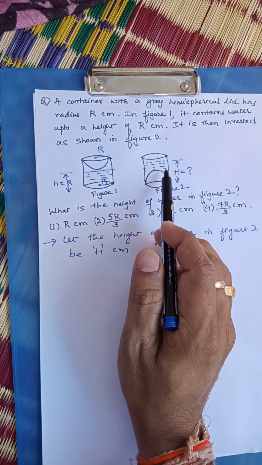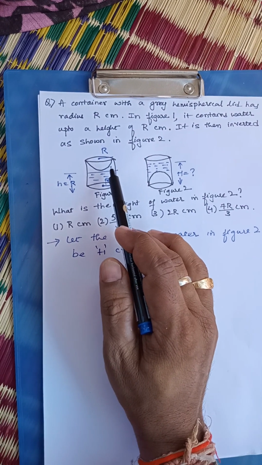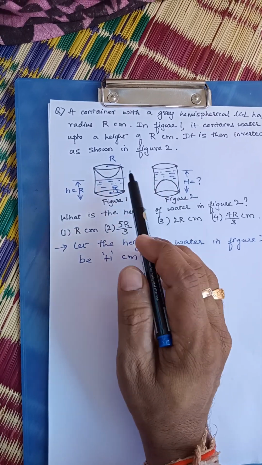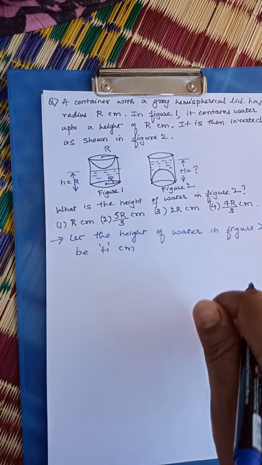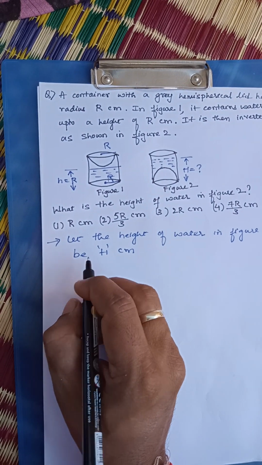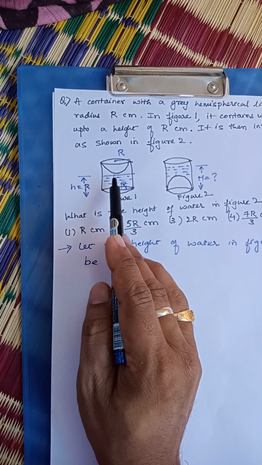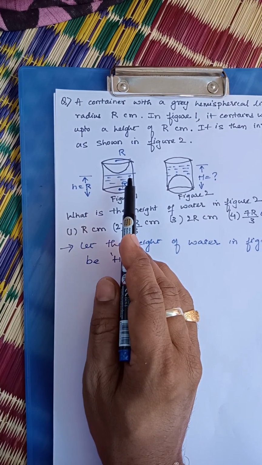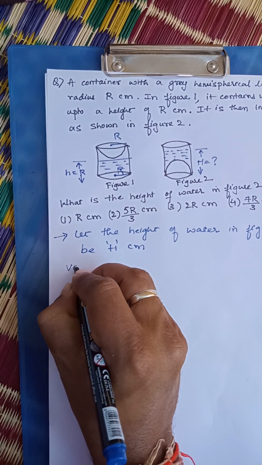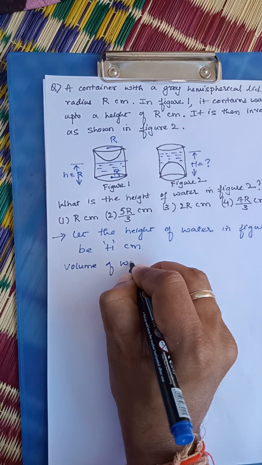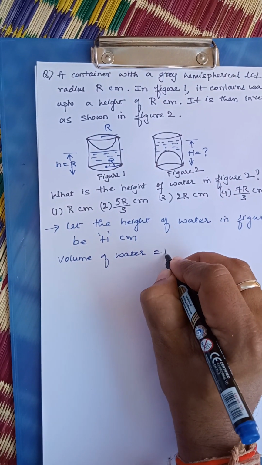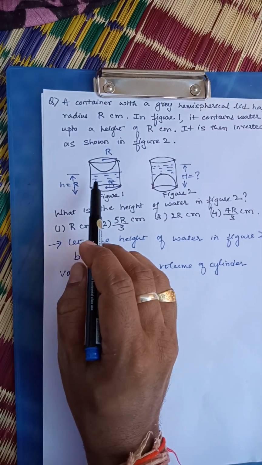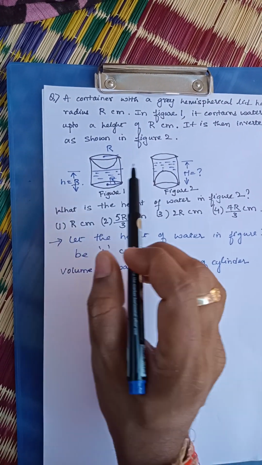The container is inverted. So the volume of water in both the figures remains the same. First let us calculate the volume of water. Now water being a liquid will take the shape of the container. So here water will take the shape of cylinder. So volume of water will be equal to volume of cylinder. Up to what height is the water present? Up to height r centimeter.